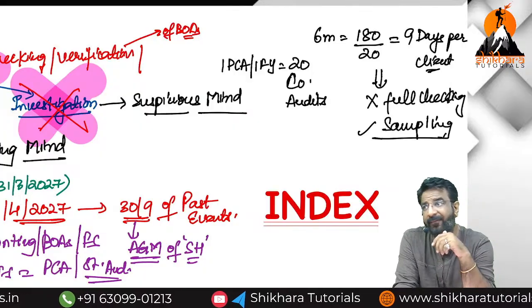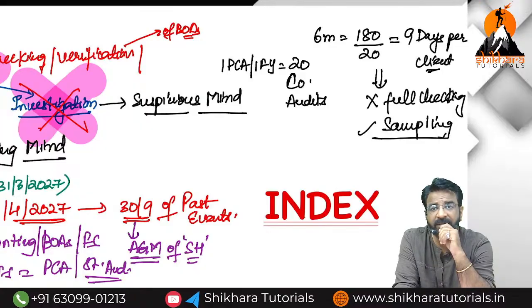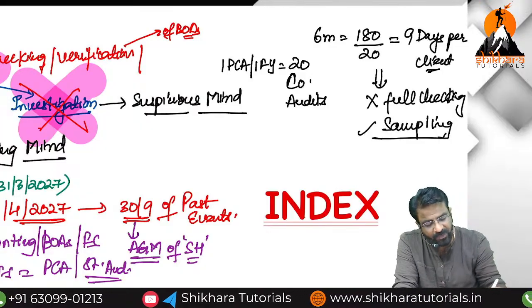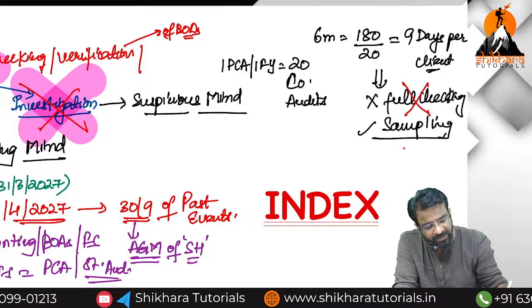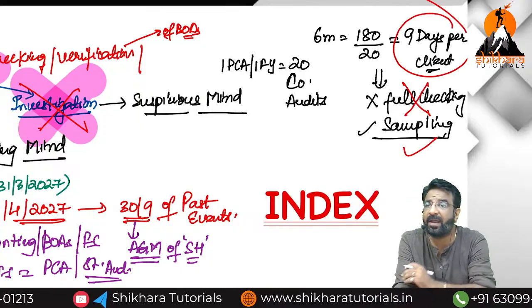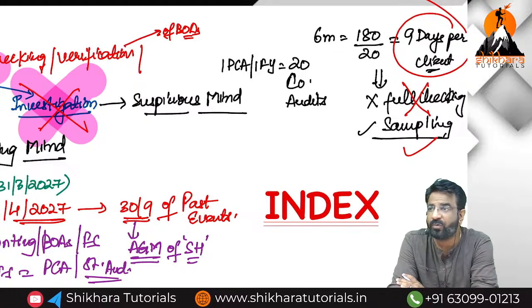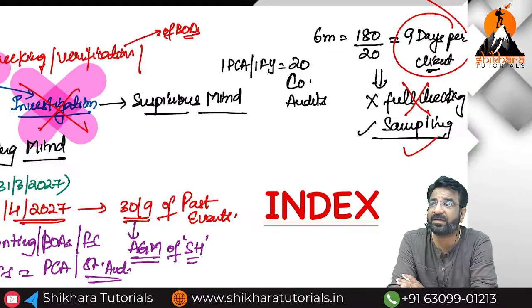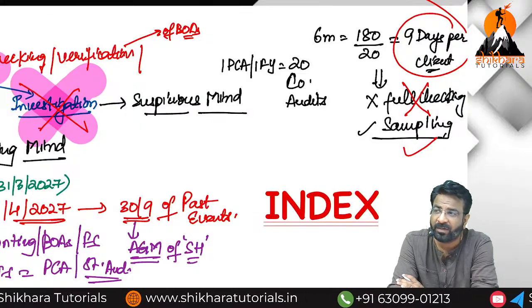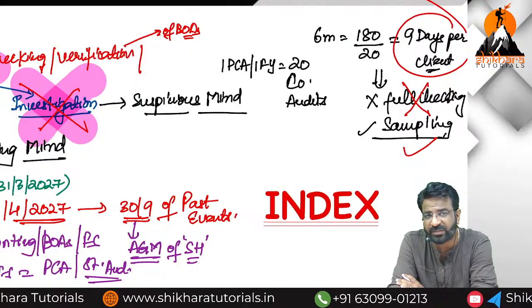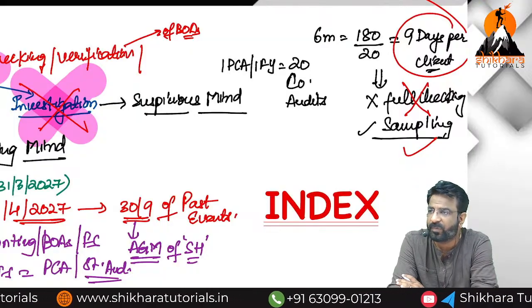Do we check everything? No, we do sample checking. We never do full checking. We do sample checking. That's how we complete our audit in 9 to 10 days. Otherwise, it is very difficult to do 365 days of checking, 365 days of accounting. You cannot check it in 9 days if you do full checking. That's why we never do full checking. We do sample checking.